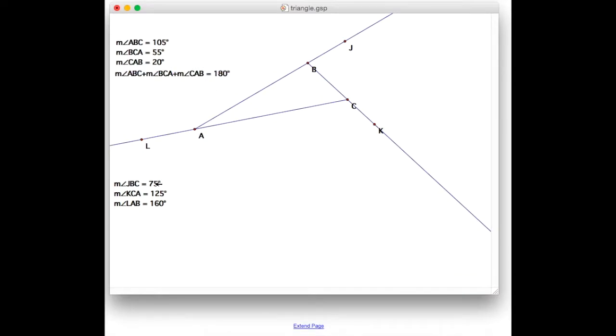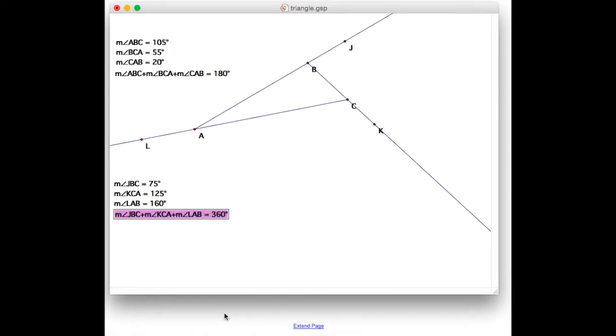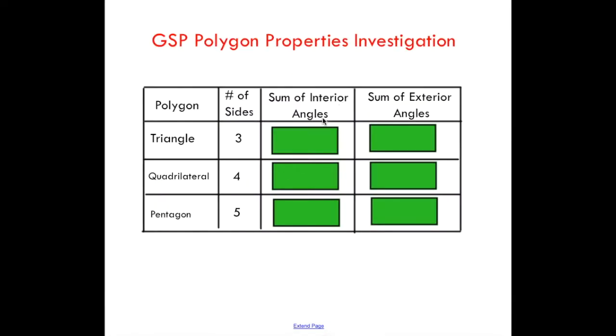What I've done here is I've measured the exterior angles. That's this guy, and this guy. I can measure some of those angles, and as you can see, it's 360 degrees. So that's 2 properties of a triangle. The sum of the interior angles is 180 degrees. The sum of the exterior angles is 360 degrees.